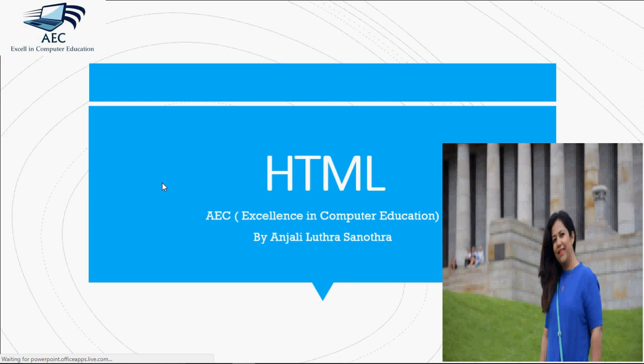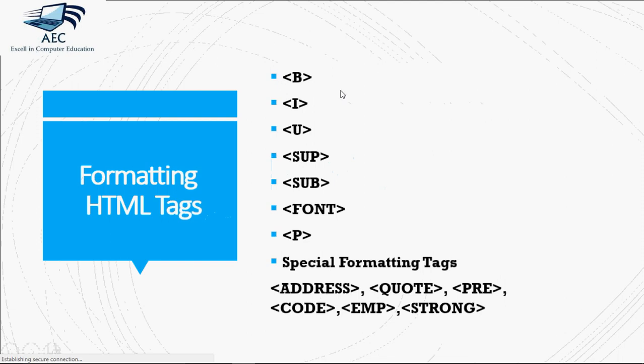We will be discussing formatting tags in HTML. Like in the previous lecture, we did the basic HTML tags using which we designed a sample page. Here we're going to use the formatting tags available in HTML. So we would be discussing these tags. The first one is B. B stands for bold. So if you want to show something in bold letters, we will be using B tag.